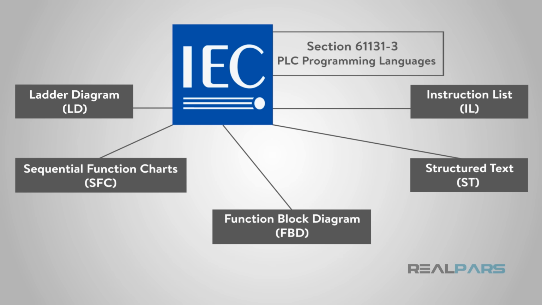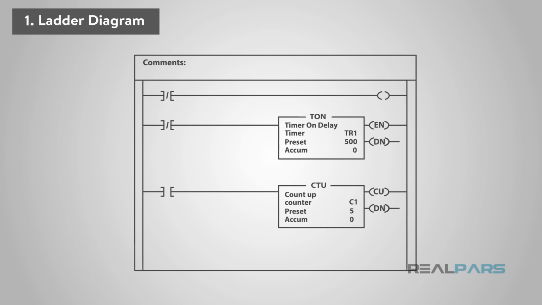The 5 PLC programming languages are Ladder Diagram, or LD, Sequential Function Charts, or SFC, Function Block Diagram, or FBD, Structured Text, or ST, and Instruction List, or IL. Let's show you a little bit about each of these. I will start with Ladder Diagram, which is a graphical type of PLC programming language.